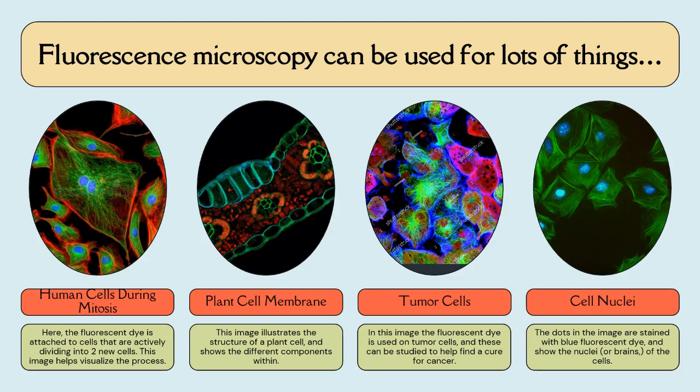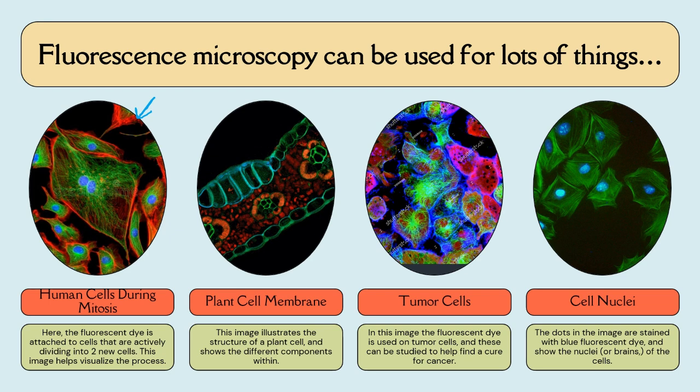Fluorescence microscopy can be used for lots of different things. In this first image right here, we see human cells during mitosis. Here, the fluorescent dye is attached to cells that are actively dividing into two new cells. This image helps visualize the process for us.